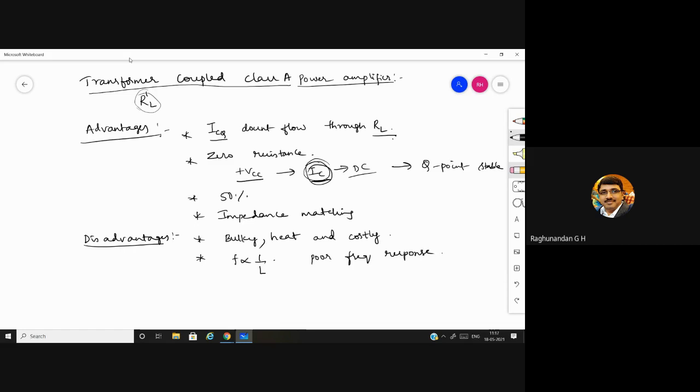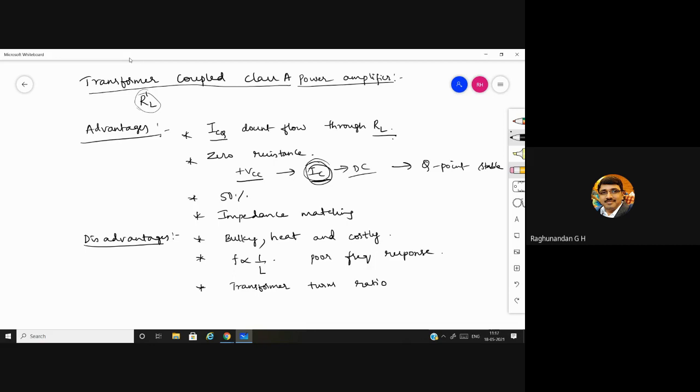And also there is one more complication here. We are using a transformer. If this transformer's turns ratios are not properly designed, then it will be a problem again. So turns ratios should be properly matched. Then only you are going to get the proper output. So these are the disadvantages which we are having.